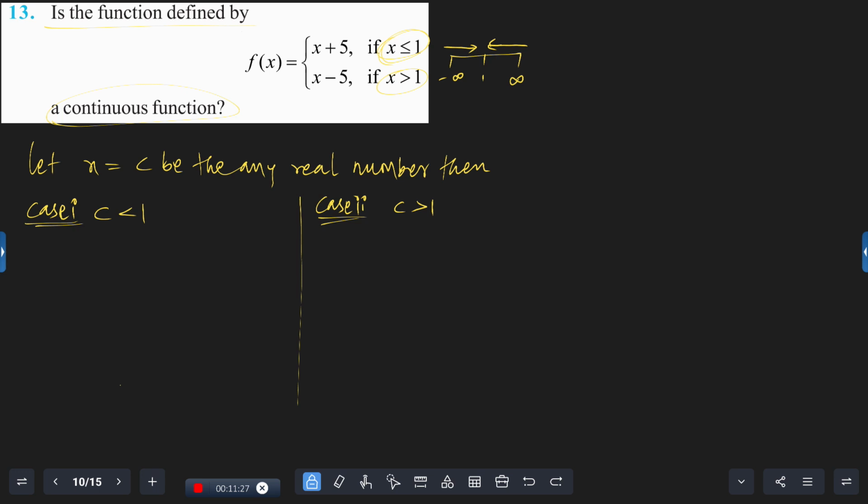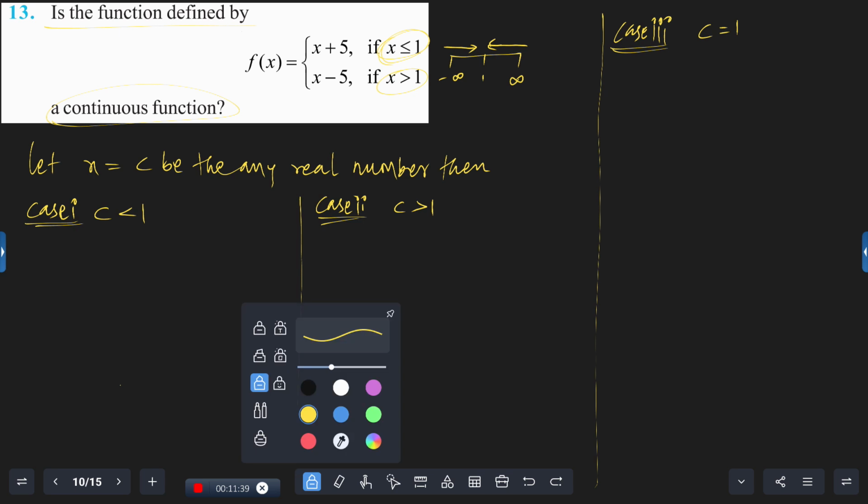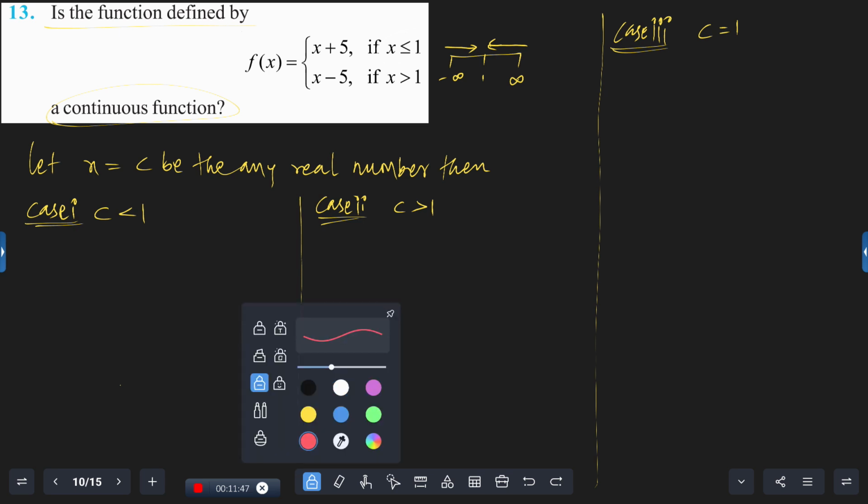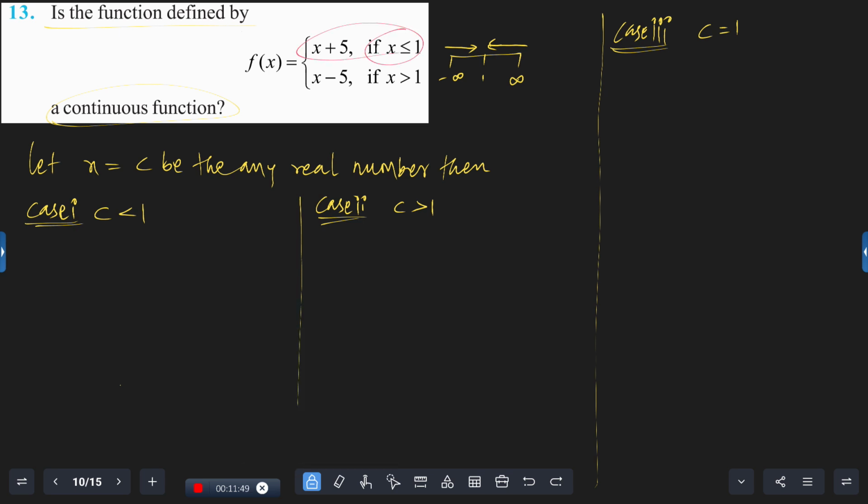Next case. Case number 3, C equal to 1. Children, listen. When less than 1, in the sense, how many functions do we have? Only one function we have. What is the function here? F of x is equal to x plus 5 we have. What is that? X plus 5.